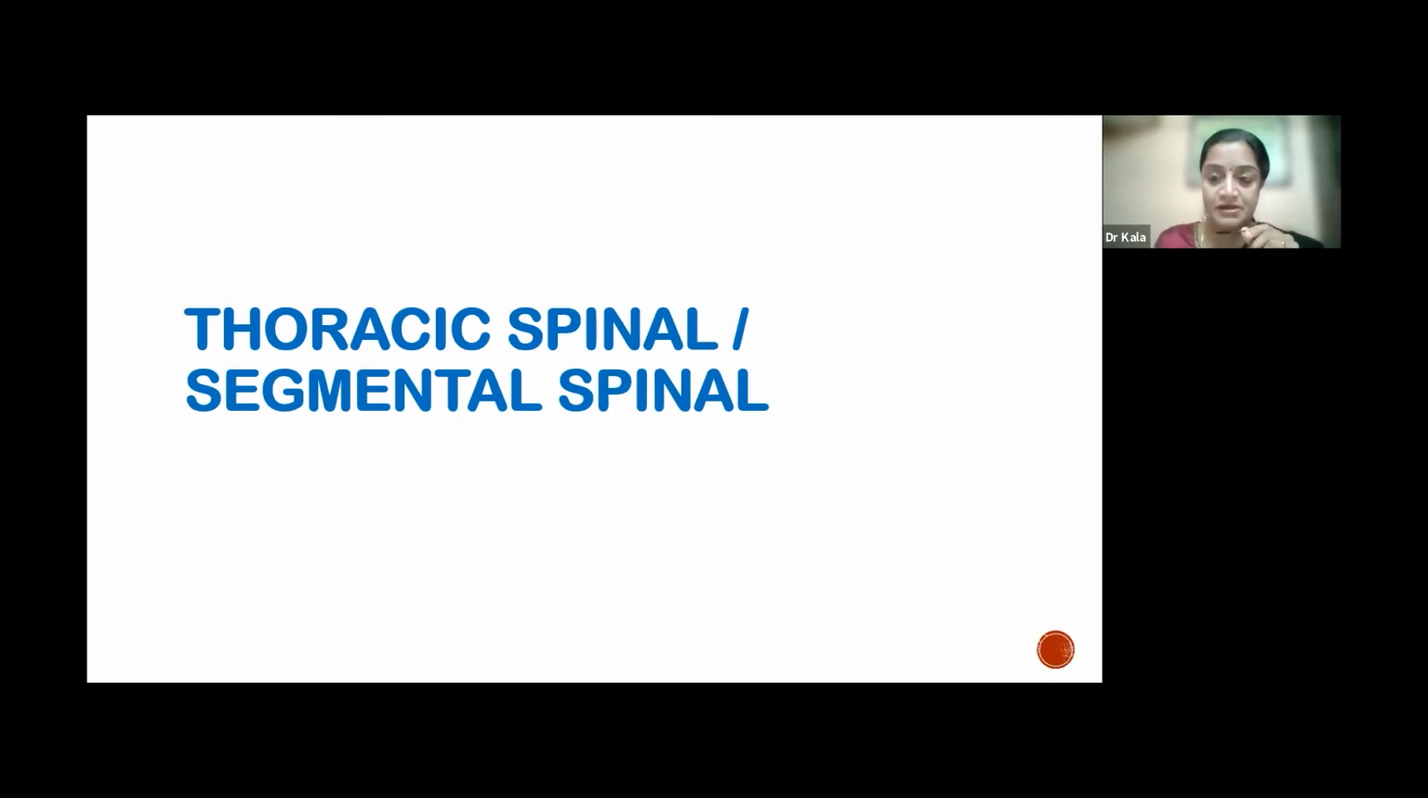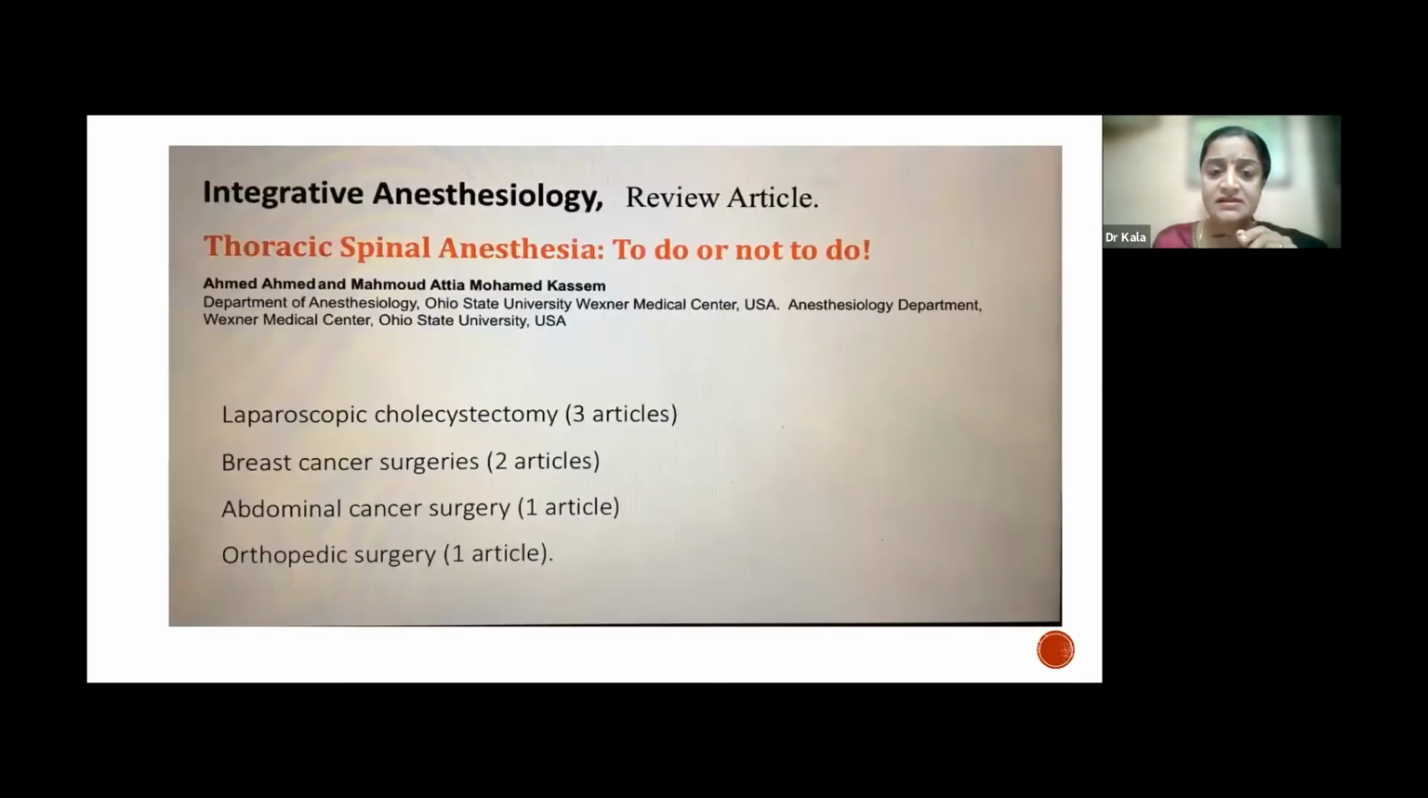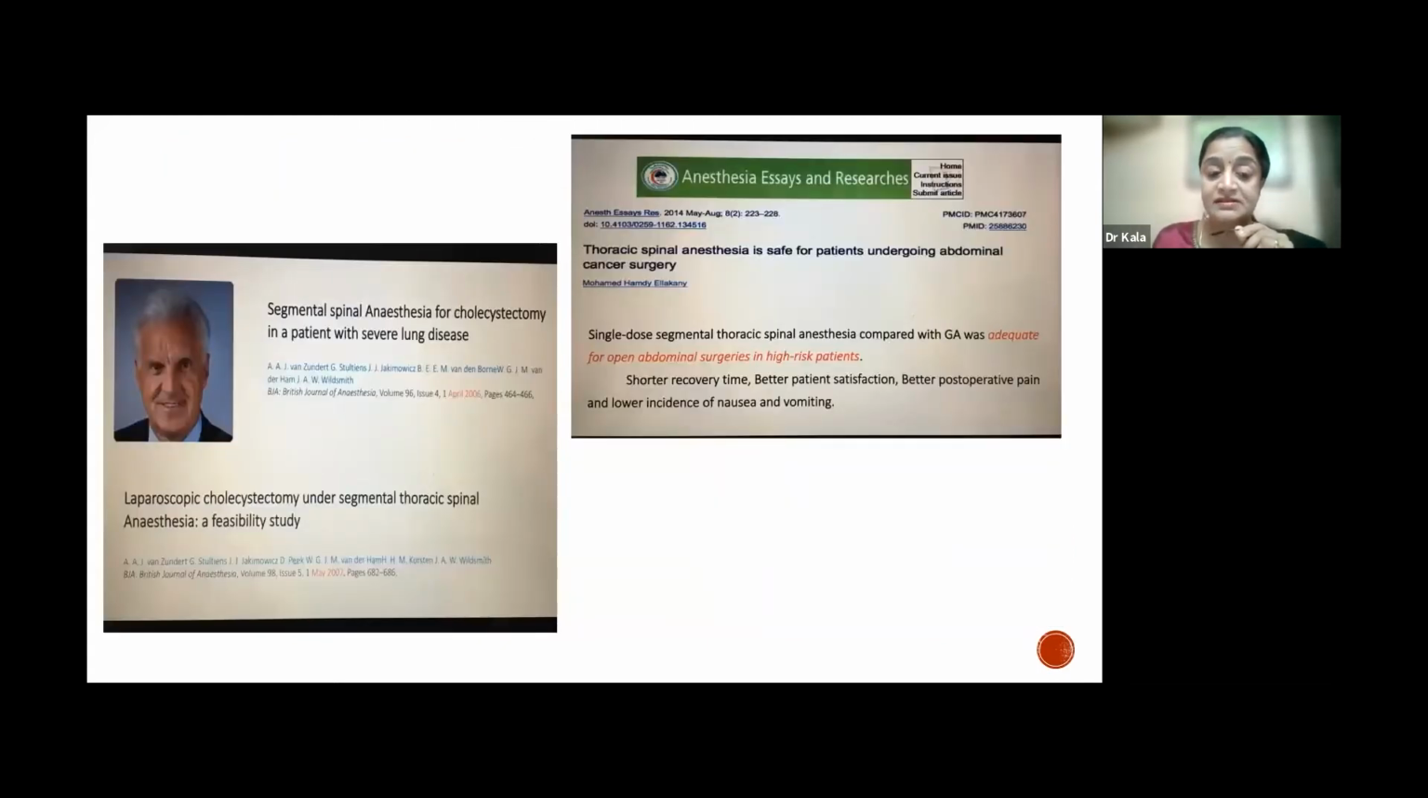This needs the dural puncture at higher levels, maybe at the thoracic level also, and a very low dose of the local anesthetic injected into the spinal space. Now, there are many articles on whether thoracic spinal can be done or not, and there have been many publications: laparoscopic cholecystectomy, breast cancer surgeries, abdominal cancer surgeries, and orthopedic surgeries have been done.